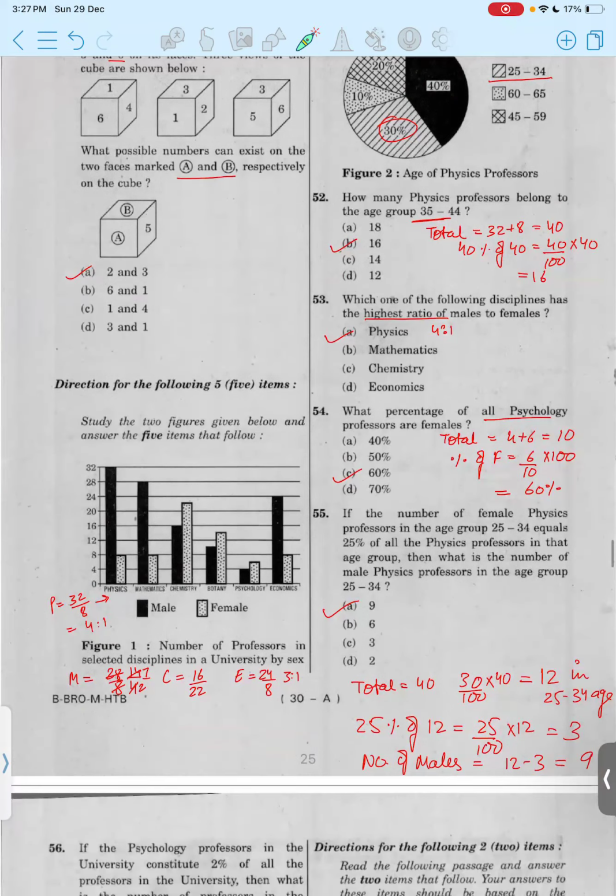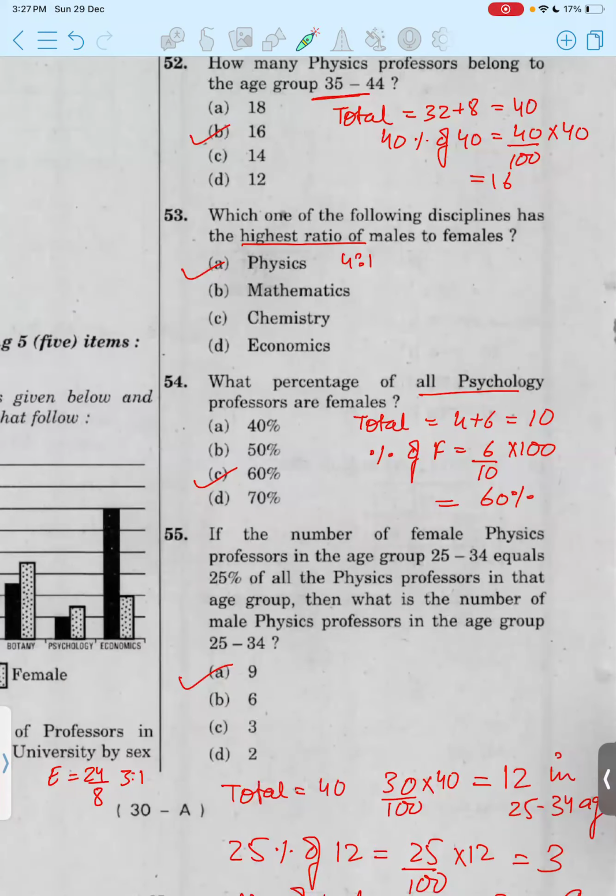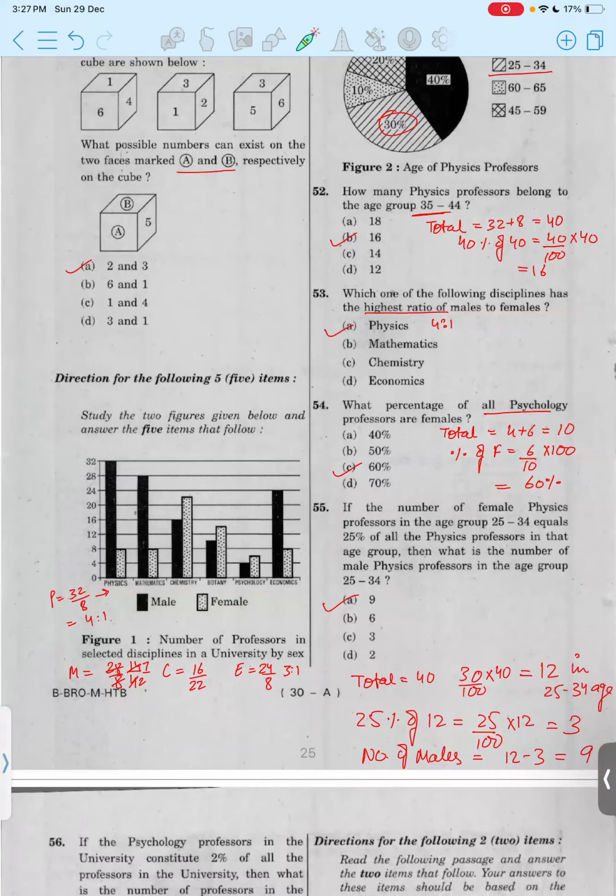In 54, what percentage of all the psychology professors are male? What percentage is it asking of all psychology professors? First, again, we'll calculate the total number of psychology professors, which is 4 and 6, so it will be 10. And we have to calculate the percentage of females within this. Females are given to be 6 in number, so we'll calculate 6, total are 10, divided by 10 into 100 for the percentage, so it will be 60%. C is correct for 54.